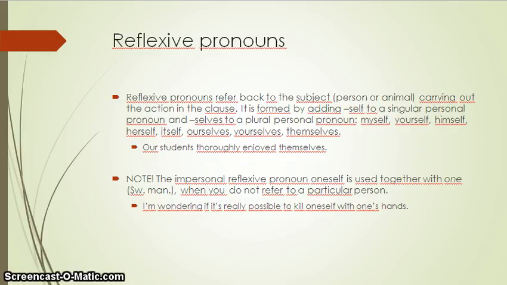Note that the impersonal reflexive pronoun oneself is only used together with one, in Swedish man, when you don't refer to a particular person, that is in a general sense. I'm wondering if it's really possible to kill oneself with one's hands, for example.